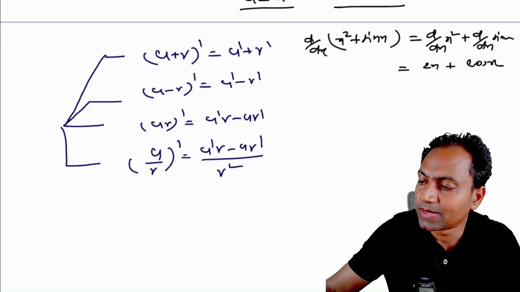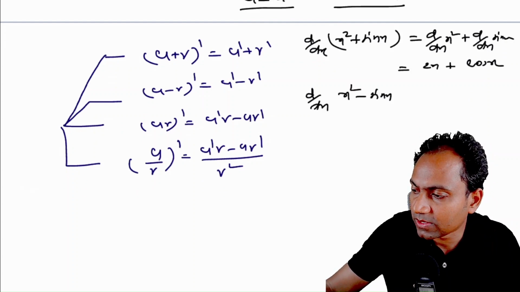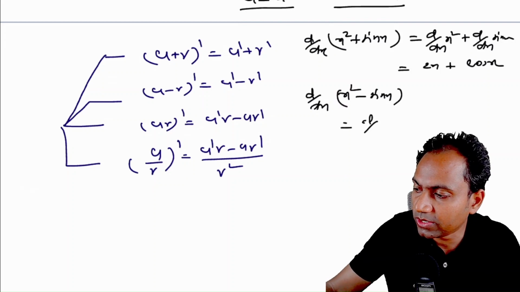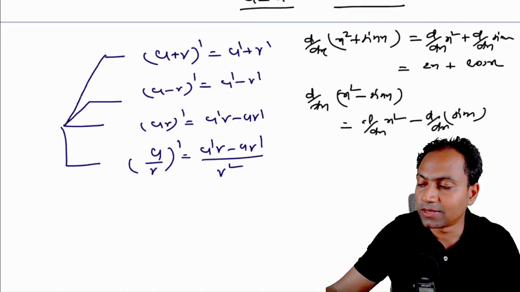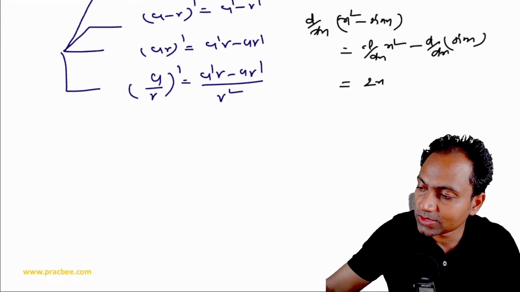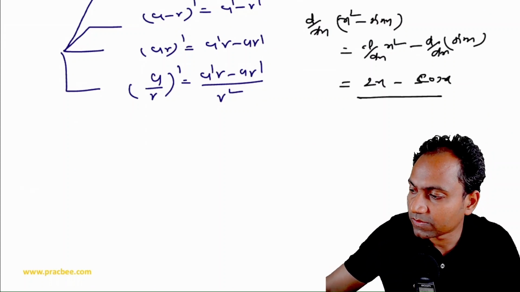If I have the difference, then x square minus sine x will come. Again, it will get distributed. So d by dx of x square minus d by dx of sine x will come. And again, the derivative of x square is nothing but 2x. The derivative of sine x is nothing but cos x. So this is what we are getting.